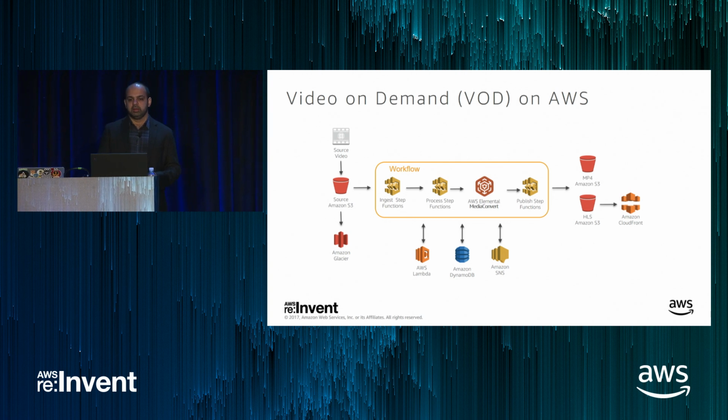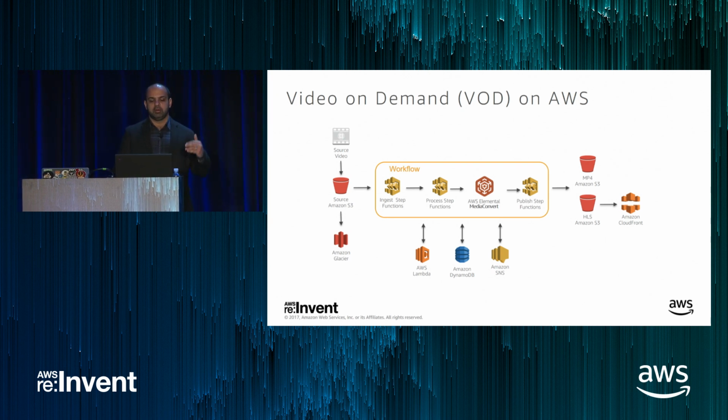So, video on demand workflows on AWS. This is specifically the architecture that was built in that AWS solution for the file-based workflow. Just to quickly walk through it, you have a source video that comes into S3. S3 sends out a notification that then triggers a workflow, which is the ingest step function. Now that ingest step function is going to have a bunch of things that I'll talk about. Then once that ingest step function is done, it's going to trigger the process step function.